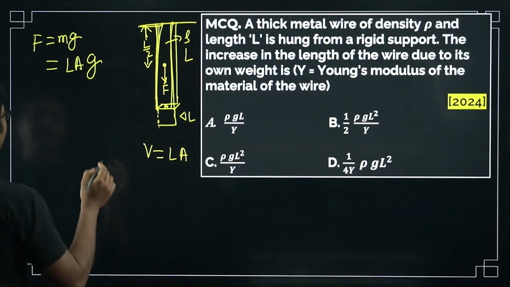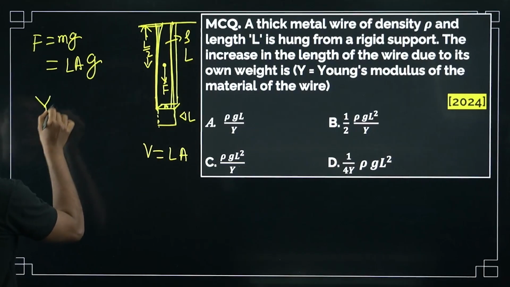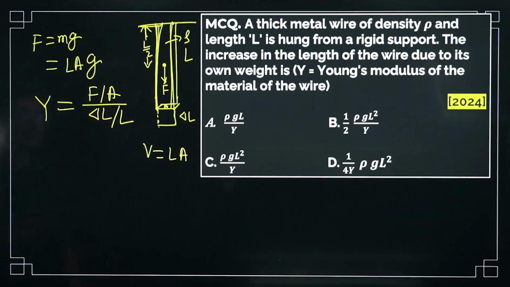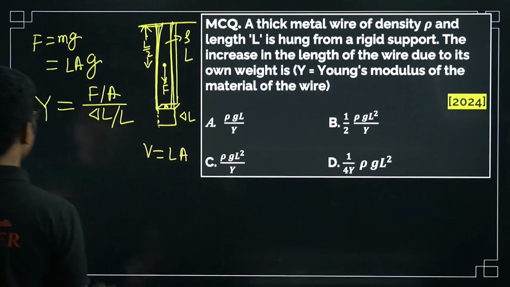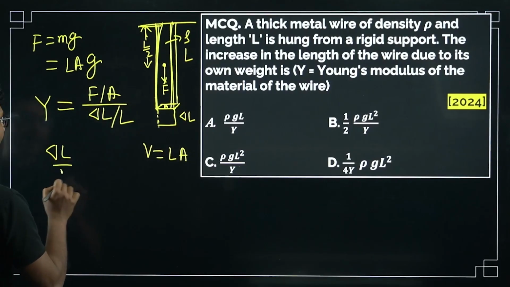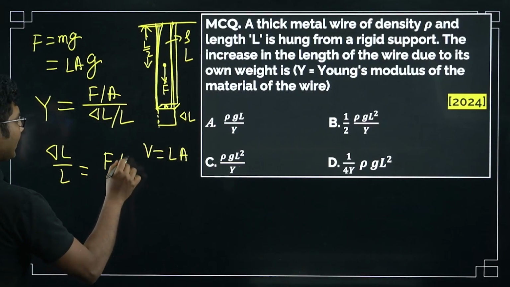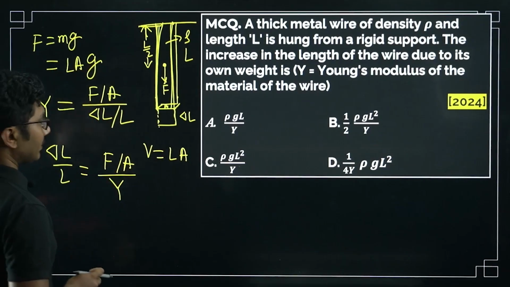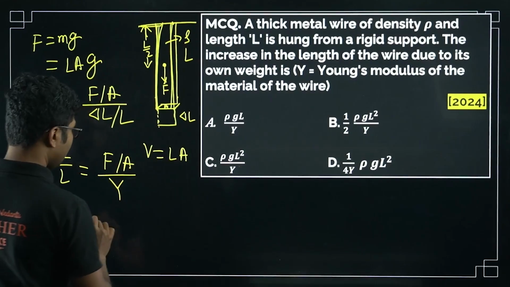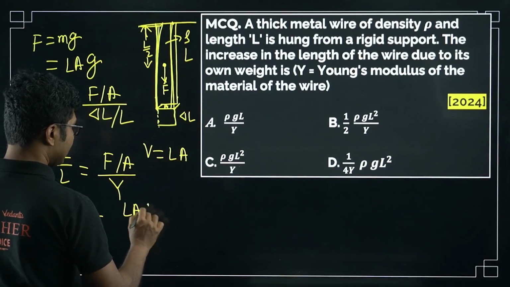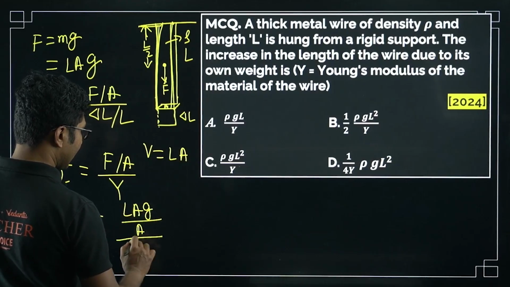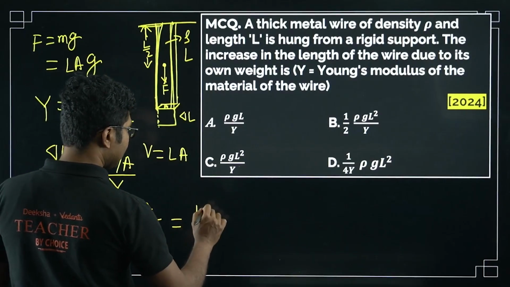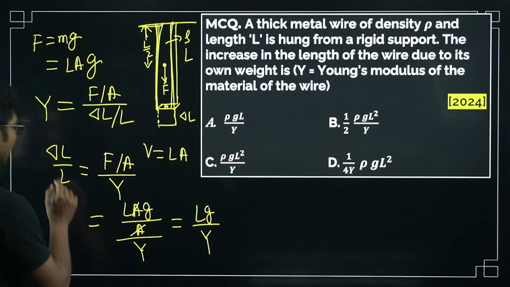So now if you consider Young's modulus, that is F divided by A into delta L by L. Okay, so this is the definition of Young's modulus. Now we have to calculate delta L. So delta L by L equals F divided by A divided by Y. Now put the value of the force. So let's put L A g divided by A divided by Y. So we get, A cancels, Lg by Y. Now this is delta L by L.